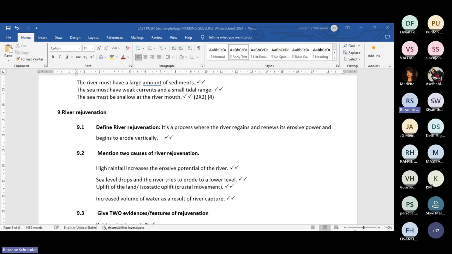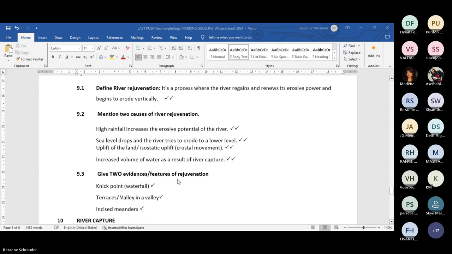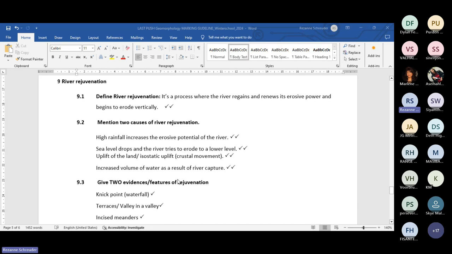9.3, a waterfall. Correct. A Nick Point waterfall. Meanders. Stacy. Okay. Right. So let's have a look there. Incised meanders. It looks like Shiloh.